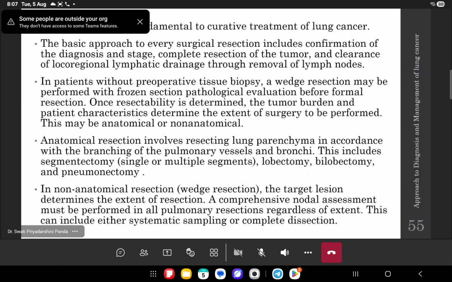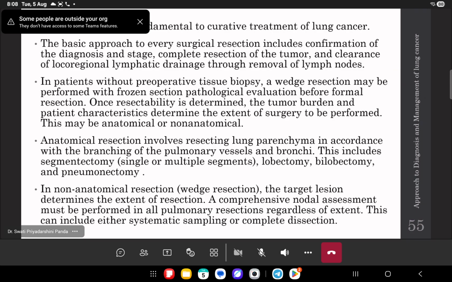Resection remains fundamental to the curative treatment of lung cancer. The basic approach to every surgical resection includes confirmation of the diagnosis and stage, complete resection of the tumor, and clearance of the locoregional lymphatic drainage through removal of lymph nodes. In patients without preoperative tissue biopsy, wedge resection may be performed with frozen section pathological evaluation before formal resection. Once resectability is determined, the tumor burden and the patient characteristics determine the extent of surgery to be performed.